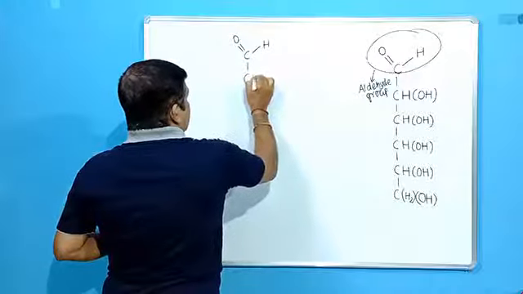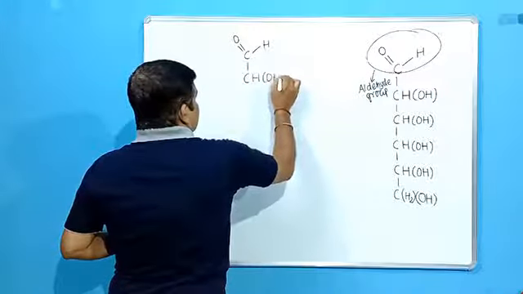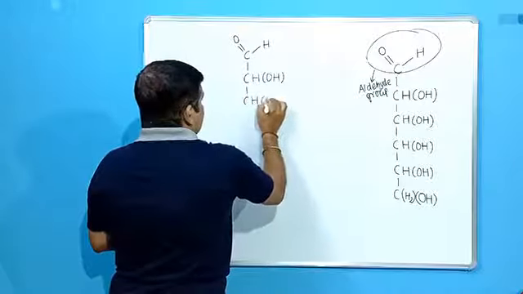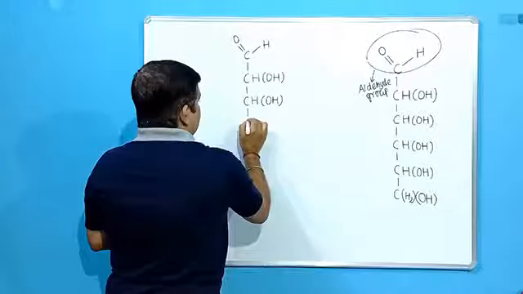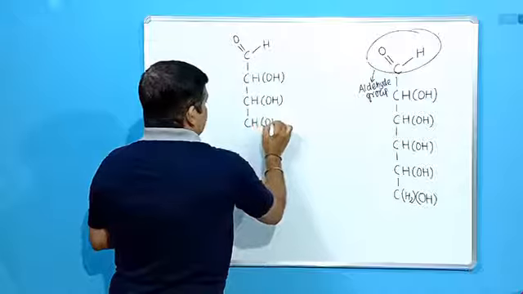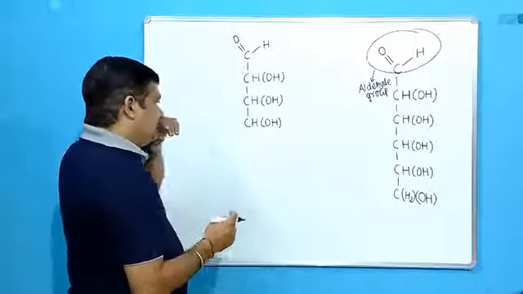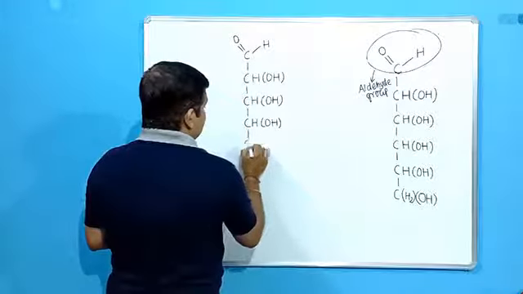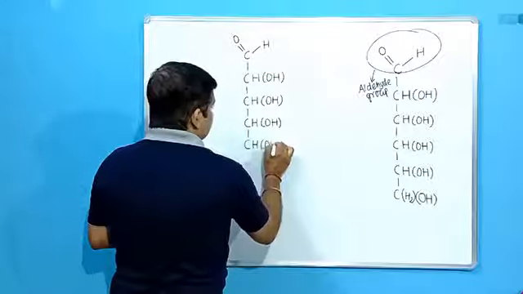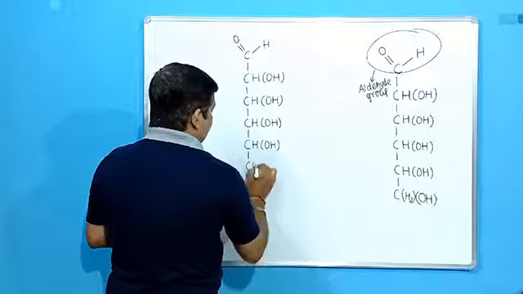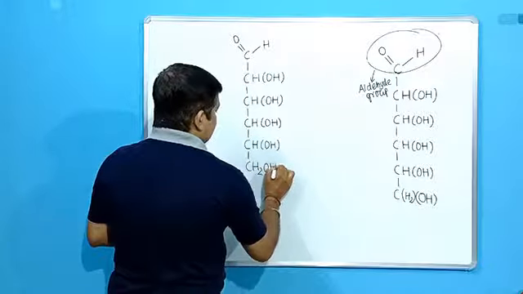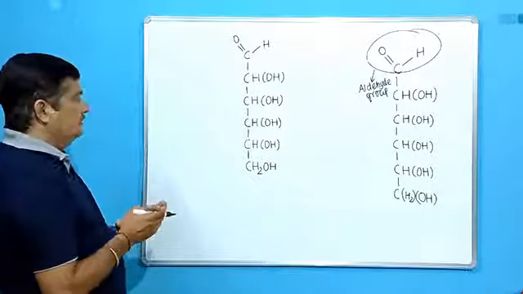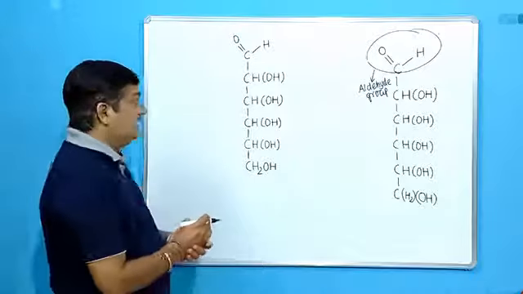Then the next one, CHOH. I will tell you why I am writing so. The next one is also CHOH. The next one is also CHOH, because these will be oriented at different levels to give stereoisomers. Then CHOH. Then the final one is a primary alcoholic group, CH2OH. So this is the open chain structure of glucose. It is like this. Then as I told you, it contains chiral carbon atoms.